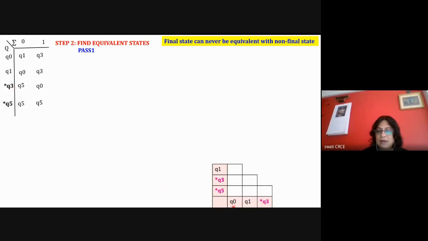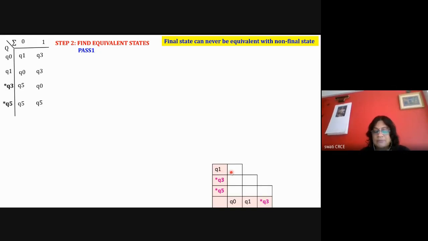So I started from Q0 here. Now I can start from here: Q1, Q3, Q5, or Q5, Q3, Q1. But it will be here from the higher state. So I can make pairs of Q0, Q5, Q0, Q3, and so on.